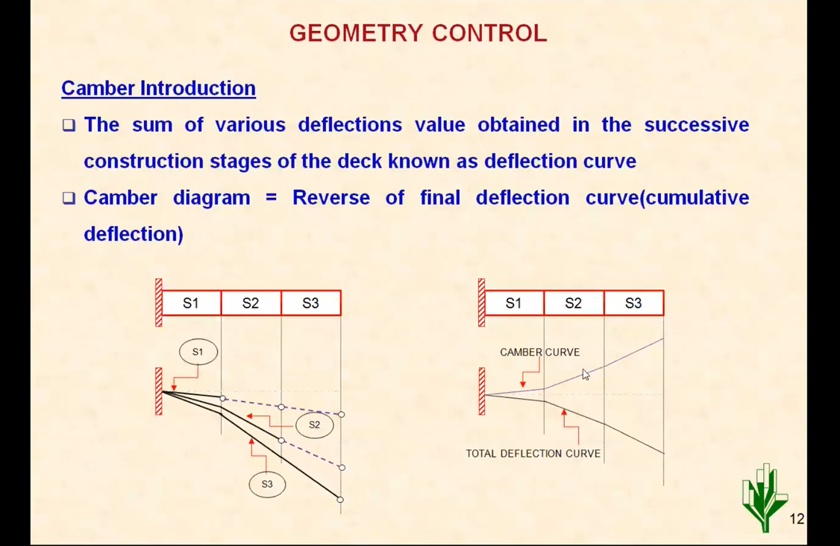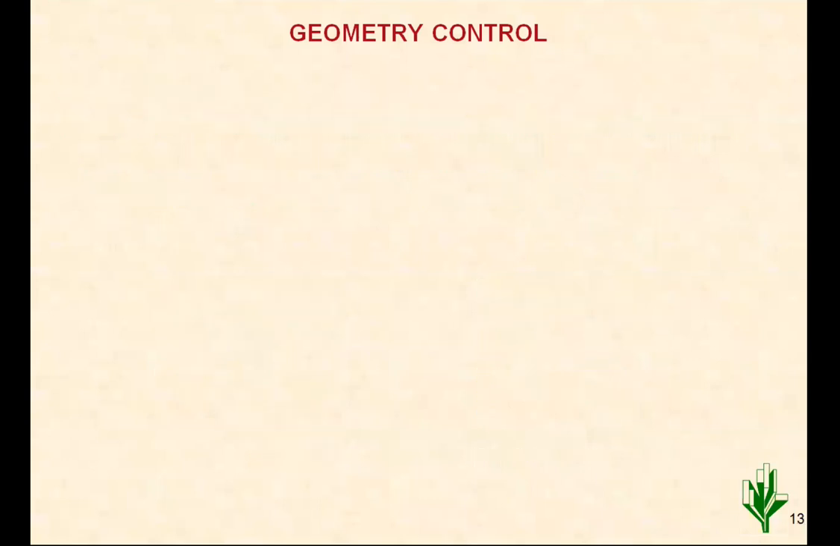So the pre-camber is shown lightly in this curve. So whatever net deflection due to self-weight of segments plus upward deflection due to cable stressing, that net whatever we get, we will place exactly in reverse as a camber curve, and we will plan the casting of the deck in that reverse manner. So that is called a camber curve.